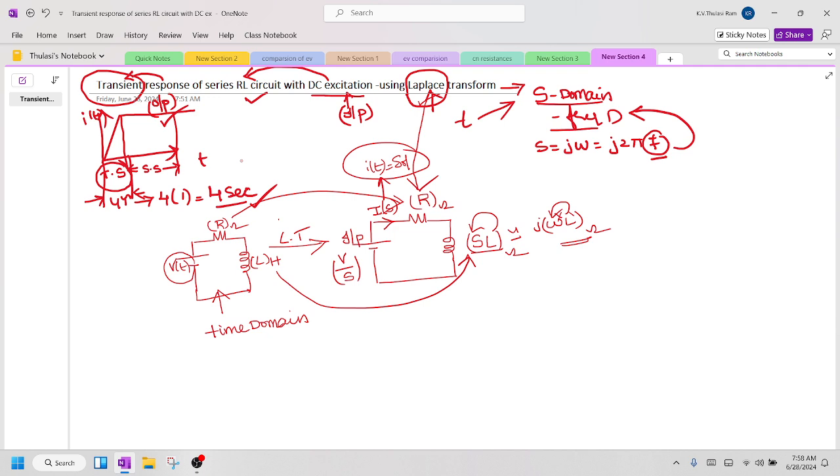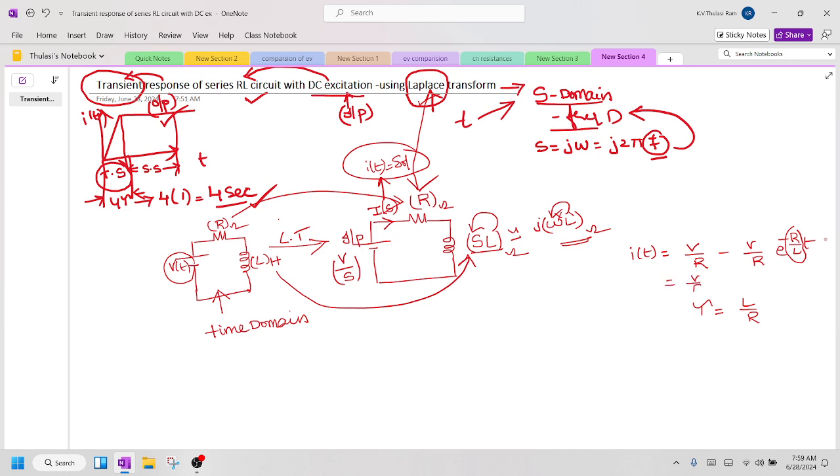Let us see what kind of solution we have to derive. After solving this, we need to get the current as i of t equal to V by R minus V by R into e to the power minus R by L into t. This R by L is also called the time constant. Tau is equal to L by R. You can simplify it further also.